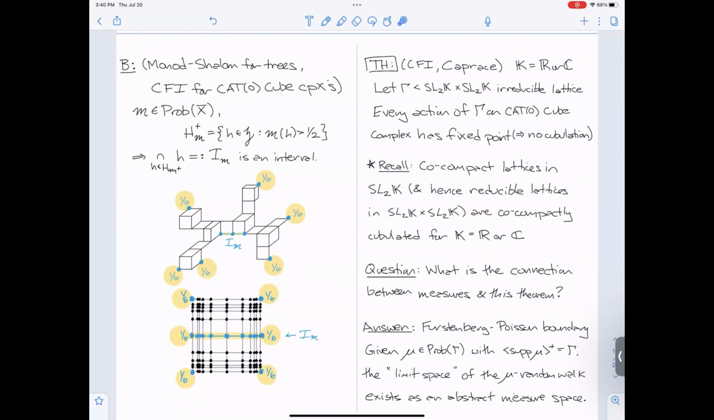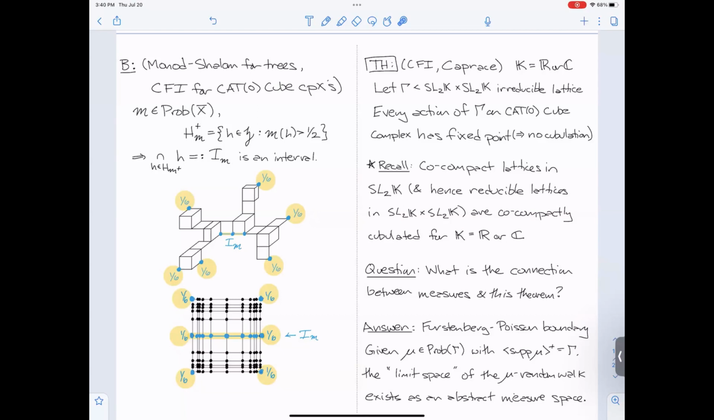Okay, so that was the first application. Now the second application is going to be a little bit different in flavor, where we're going to be considering probability measures on the Roller compactification. This is a construction of Monod and Shalom for trees, and then we did it for finite dimensional CAT(0) cube complexes. So I'm going to take a probability measure on this Roller compactification, and I'm going to consider as my consistent set the collection of half spaces that contain strictly larger than 1/2 of the measure. It's pretty easy to see that this is a consistent set.